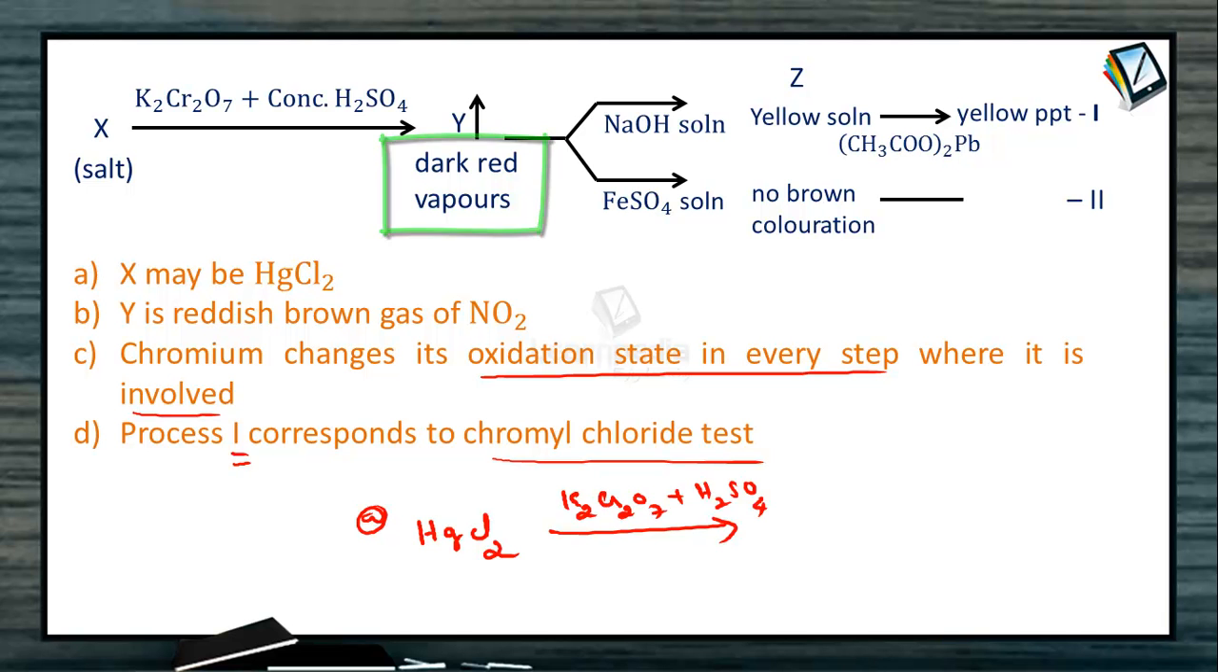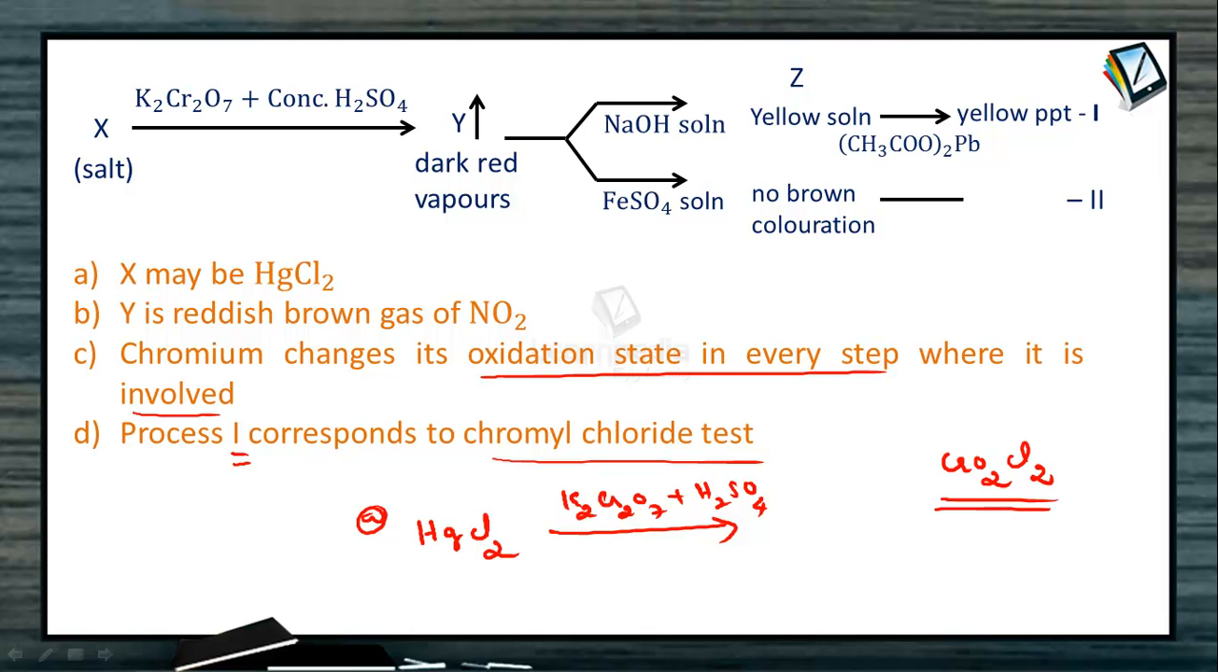If X is mercury chloride as given in A, with potassium dichromate and concentrated sulfuric acid, dark red vapors are formed; when they are passed into NaOH solution, a yellow solution forms, and that yellow solution with lead acetate should give a yellow precipitate. This set of reactions makes us understand that X is supposed to be a chloride salt, because ionic chlorides with solid potassium dichromate and concentrated sulfuric acid give dark red vapors of chromyl chloride, CrO2Cl2.